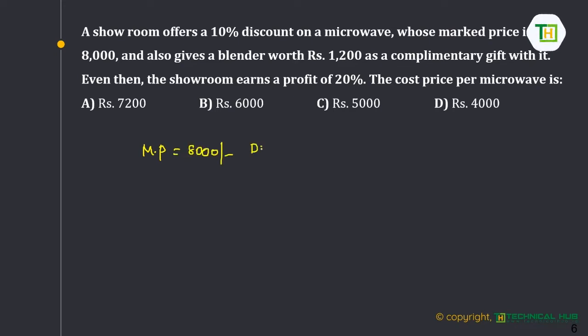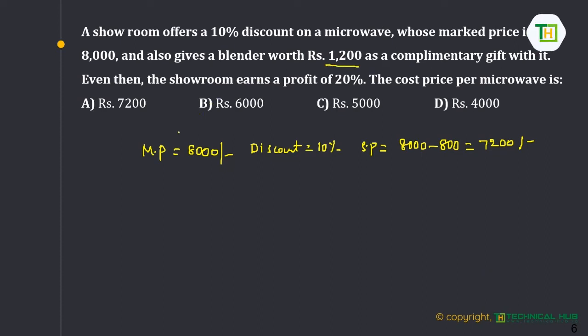The discount is equal to how much percent? Discount is equal to 10%. So now how much you are buying it, the selling price of that microwave will be. What is 10% of 8,000? 10% of 8,000 means 800 rupees. So you will get a discount of 800 rupees. So 8,000 minus 800. Because you got a discount of 10% in it, you are going to buy it for 7,200 rupees. But along with that discount, he also gives a blender worth 1,200 rupees as a complimentary gift.